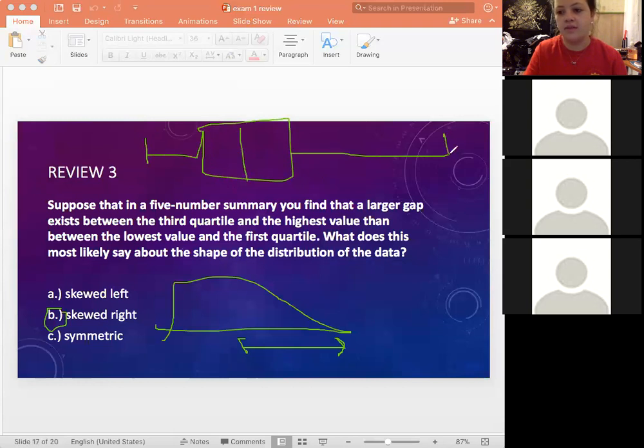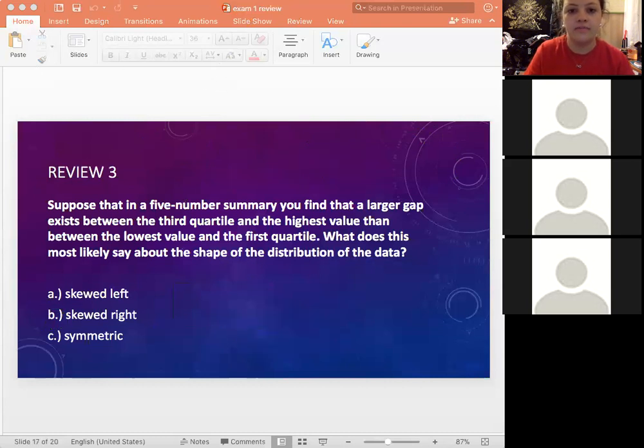So that means that it might look something like this. So once again, the values are more spread out down here. So that's why it would be skewed to the right. So good job. You guys definitely understand that one.